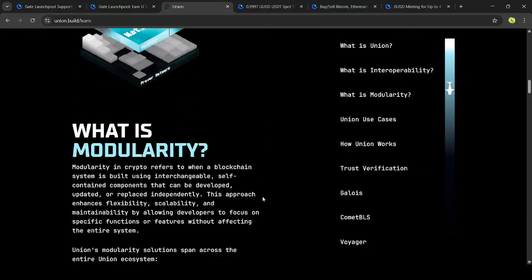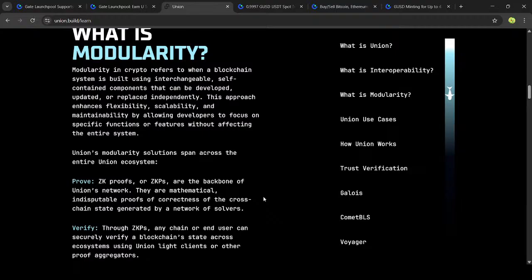Fragmented network. So guys, what is modularity? Modularity in crypto refers to when a blockchain system is built using interchangeable, self-contained components that can be developed, updated, and replaced independently. This approach enhances flexibility, scalability, and maintainability, allowing developers to focus on specific functions of the future without affecting the rest.